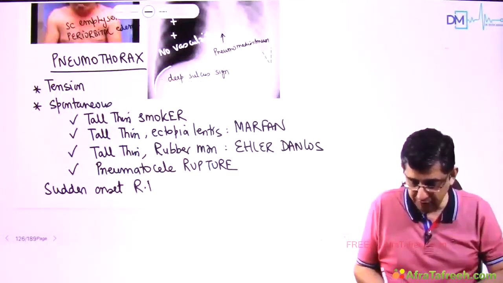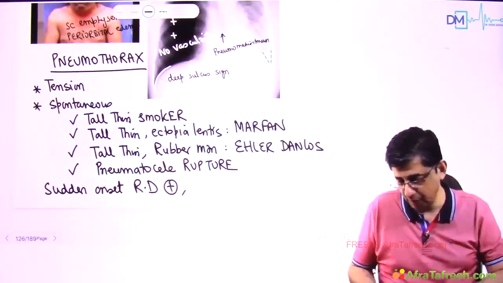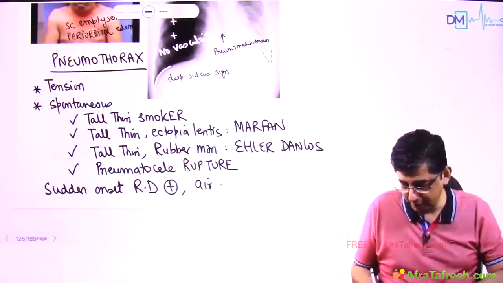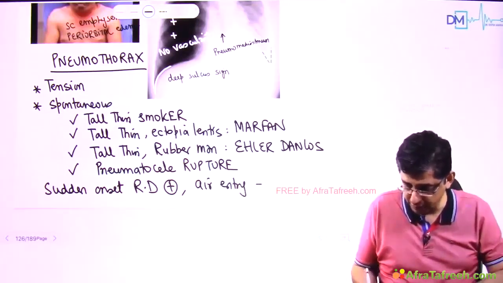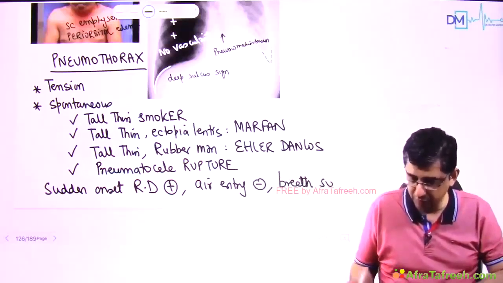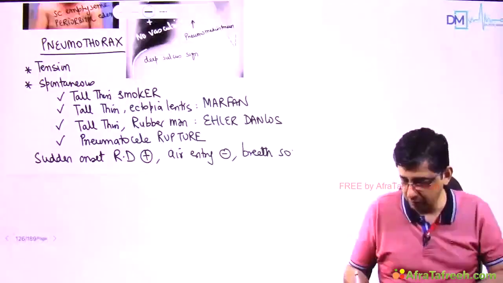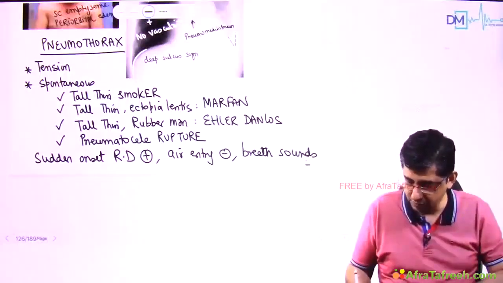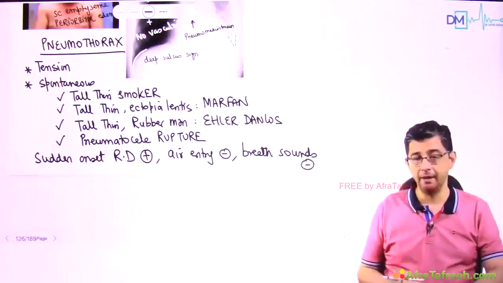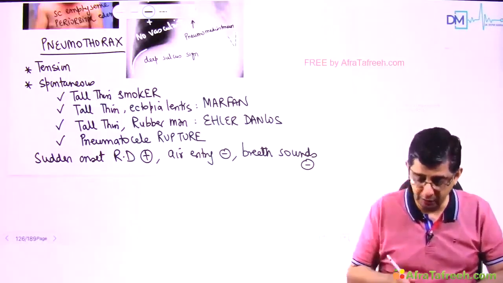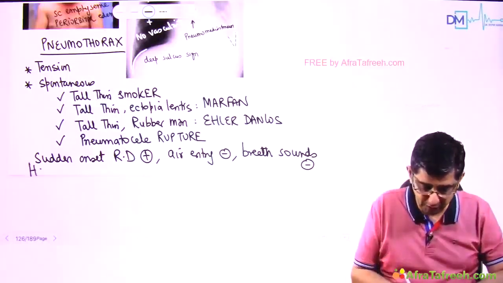The auscultatory finding of pneumothorax would be that air entry over that particular area of the chest would be absent, and breath sounds would also be absent. Normally we are able to hear vesicular breathing, but in this patient the vesicular breathing over the chest would also be missing. For pneumomediastinum, the patient might give you an auscultatory finding of Hammond crunch sign.